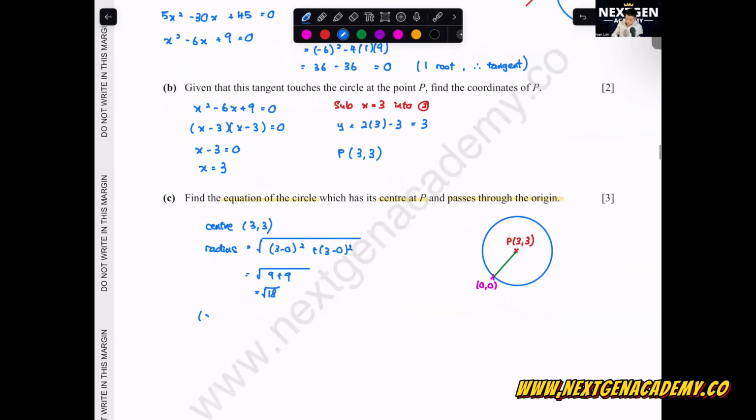Then we substitute into (x minus a) squared plus (y minus b) squared equals r squared. So we get (x minus 3) squared plus (y minus 3) squared equals 18. We don't need to simplify the square root of 18 because we're going to square it anyway. Easy? This circle question is not hard at all, right? If you can do this, can you try question 3?